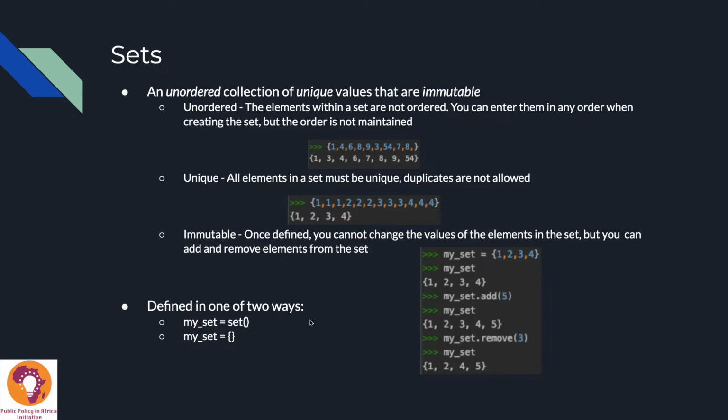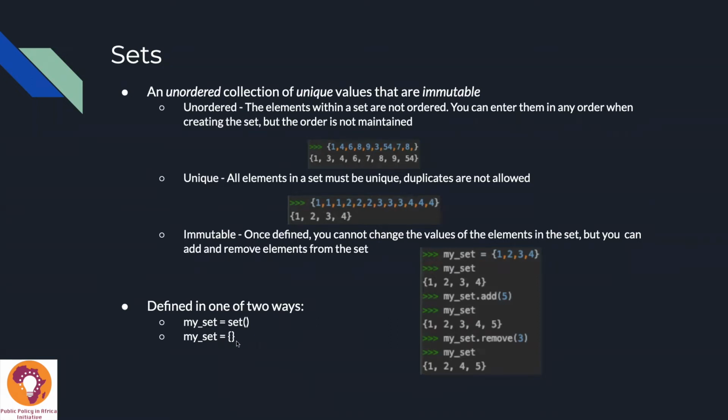So there are 2 ways that you can define a set. You can do my set equals and then the set function. So set and then the parentheses after it. That'll create a set and assign that set to my variable my set. You can also use the squiggly brackets as I've been doing throughout here. So if you just do my set equals these squiggly brackets, then that'll create a set.